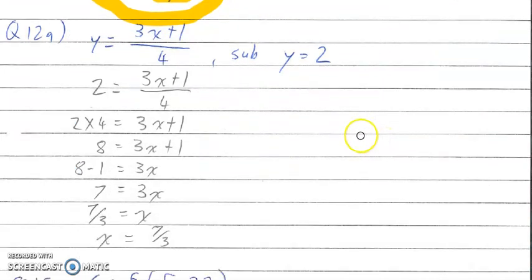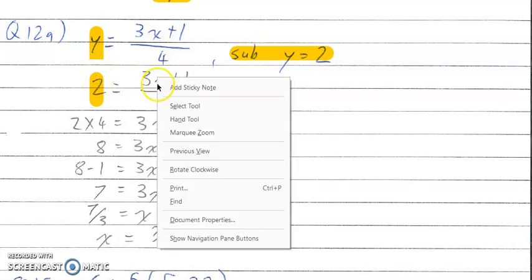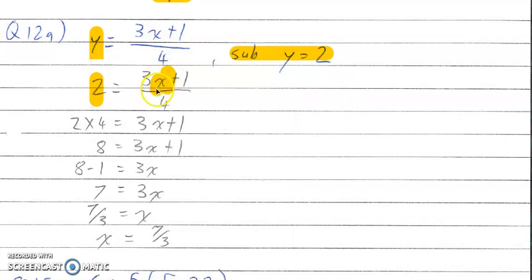Anyway, moving on to question 12. So question 12 says y equals 3x plus 1, all of that divided by 4. And it's asking us to substitute in y equals 2. Recall that substitute means to replace the letter y with the number 2. So note how the letter y has been replaced with the number 2. Now I need to solve this equation for x. Figure out what x is here. There we go. Didn't highlight properly the first time.